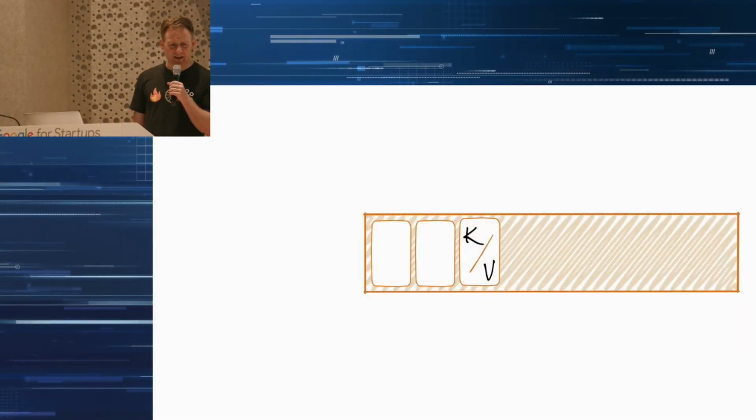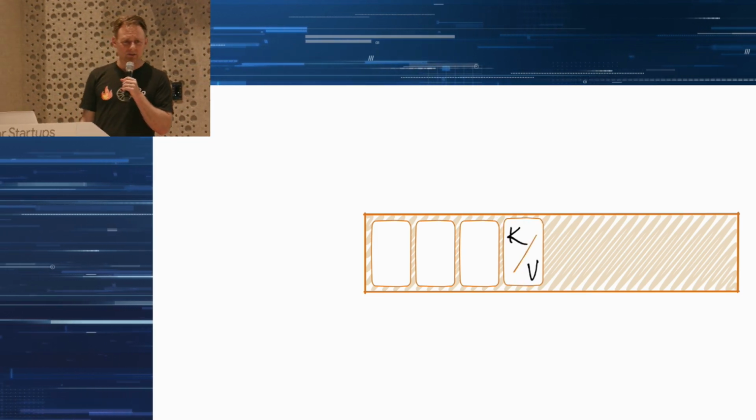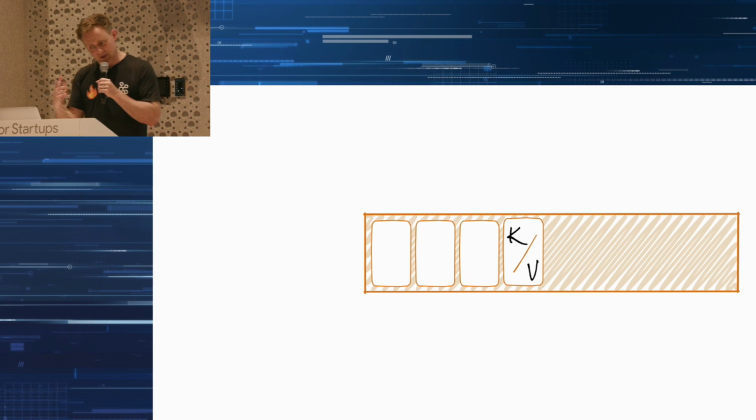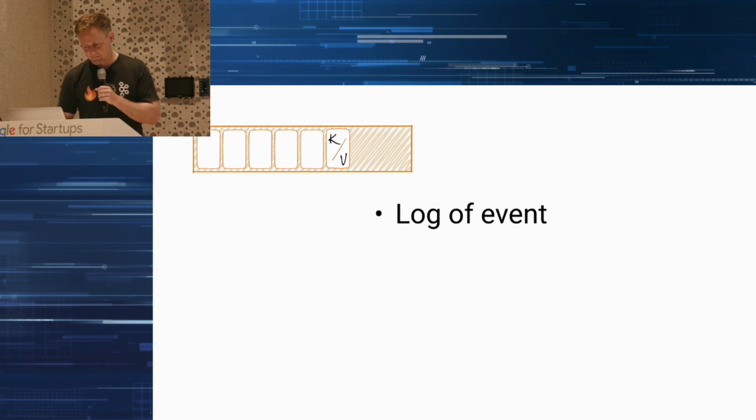Now, you guys all probably know that Kafka stores events as these things called messages. Messages are key value pairs. We put them into topics, which is just this ordered list of events. That's the kind of primary data structure in Kafka.